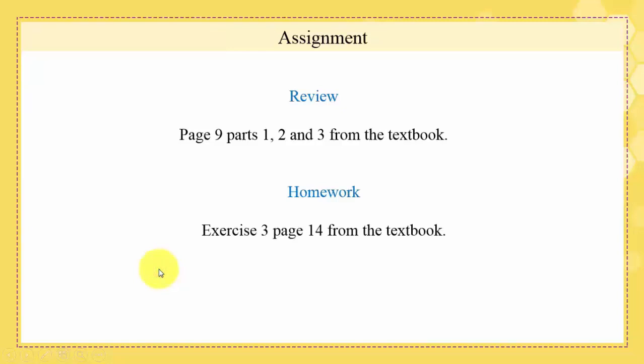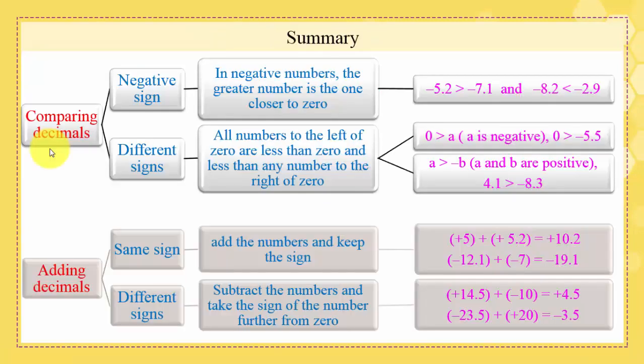This is your assignment. Summary. Comparing decimals, negative sign. In negative numbers, the greater number is the one closer to 0. Minus 5.2 is greater than minus 7.1, and minus 8.2 is less than minus 2.9.